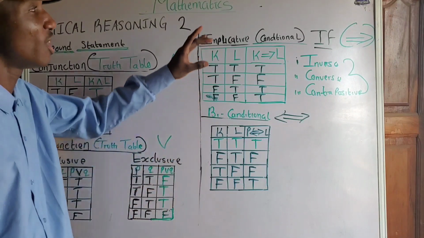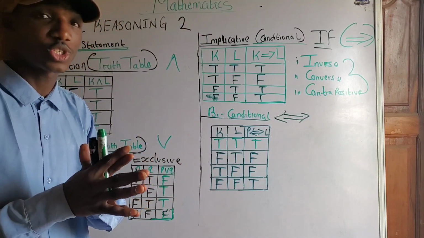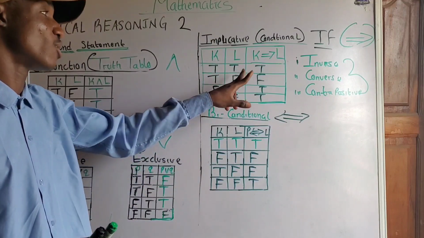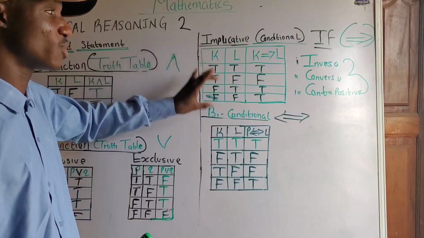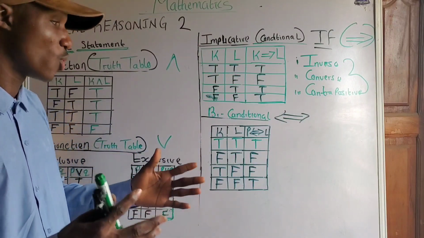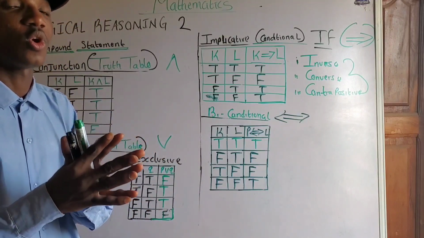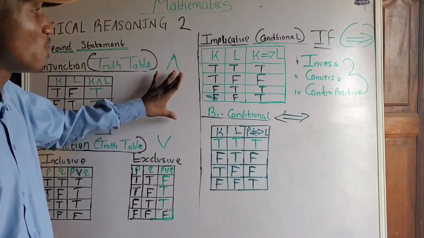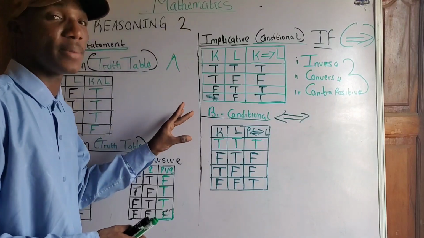Okay. In a conditional or implicative statement, we only have a conclusion that is false if the first statement is true and the second statement is false. Are you getting what I'm trying to say? The rest will be true. And in bi-conditional, we only have a conclusion that is true if both statements are true or both statements are false. Do you understand? So that is the truth table for conjunction, disjunction, implicative, and bi-conditional.